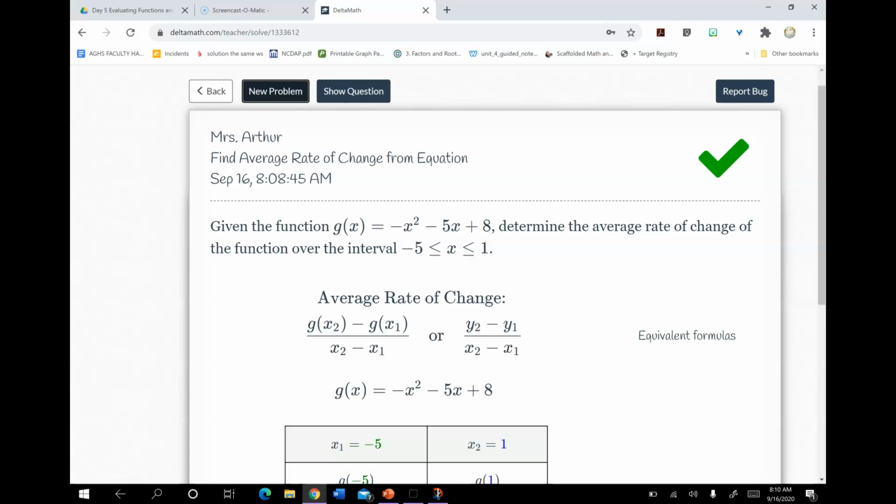All right, so go to Delta Math, do these problems, and let me know if you need any help.